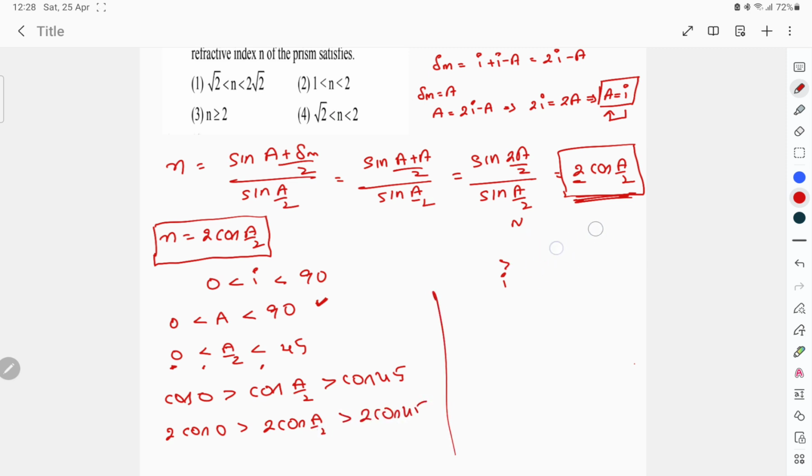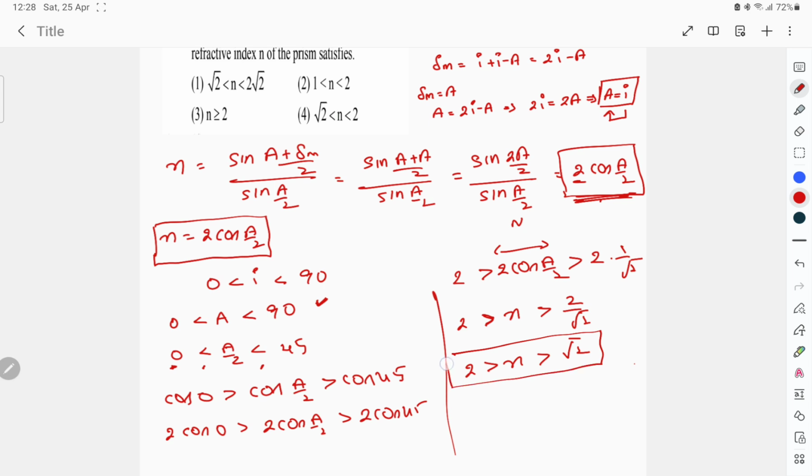So I will write here, try to understand, 2 cos 0 means 2, then 2 cos A by 2, then 2 cos 45 means 2 by root 2. We already know that 2 cos A by 2 is nothing but the refractive index. So 2 greater than n greater than 2 by root 2, which is nothing but root 2. So this will be the desired one.